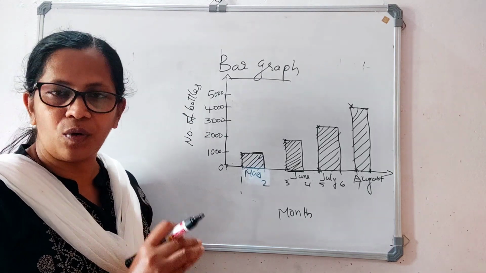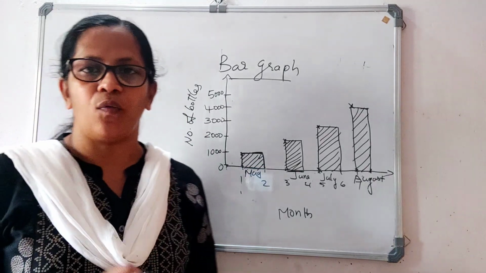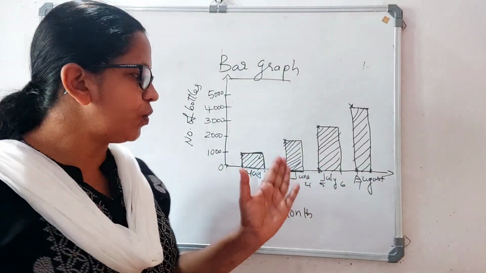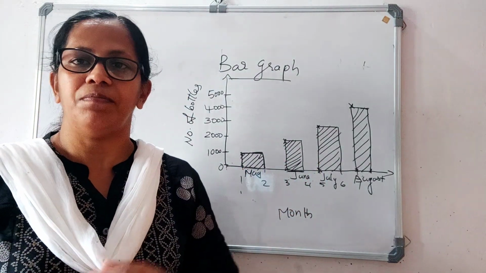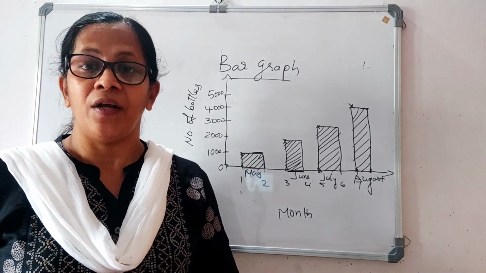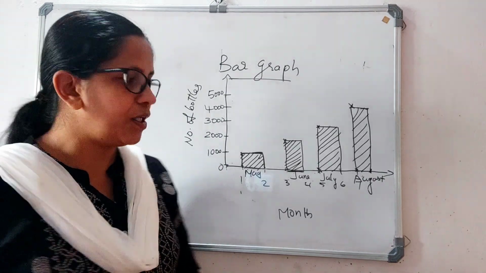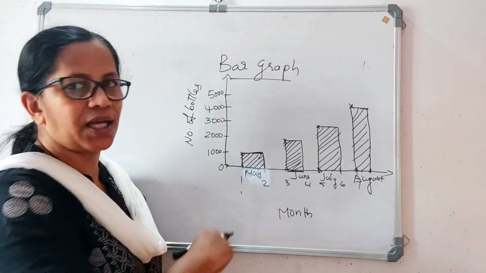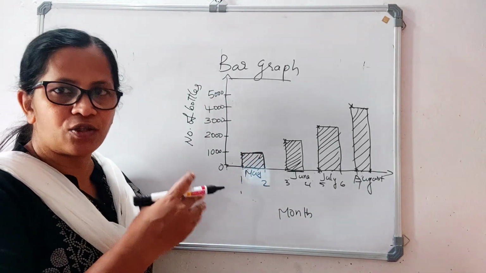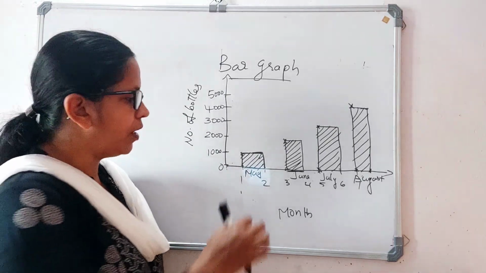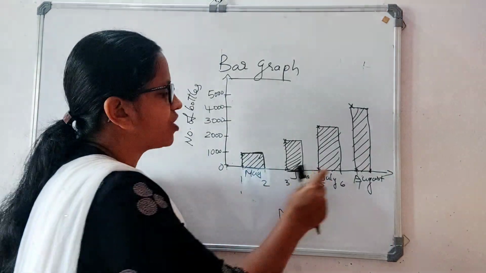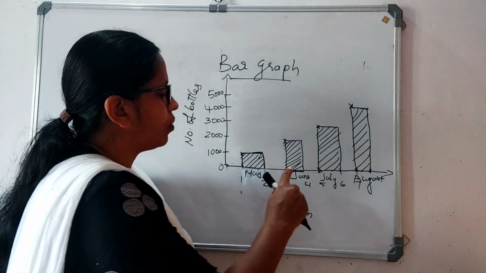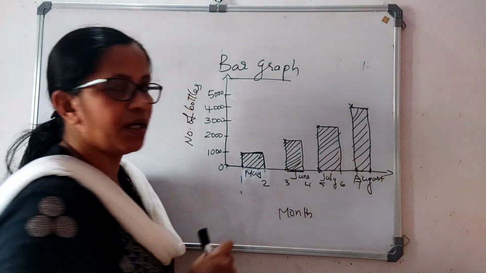Okay, first you have to know what a pictograph is. When you represent data using pictures, it is called a pictograph. And when you represent data using bars, it is called a bar graph. In order to be a graph, there should be a horizontal axis and a vertical axis. Okay, while drawing the bars, you should be very careful. The gap between each bar should be the same, and the width of the bar also should be the same.